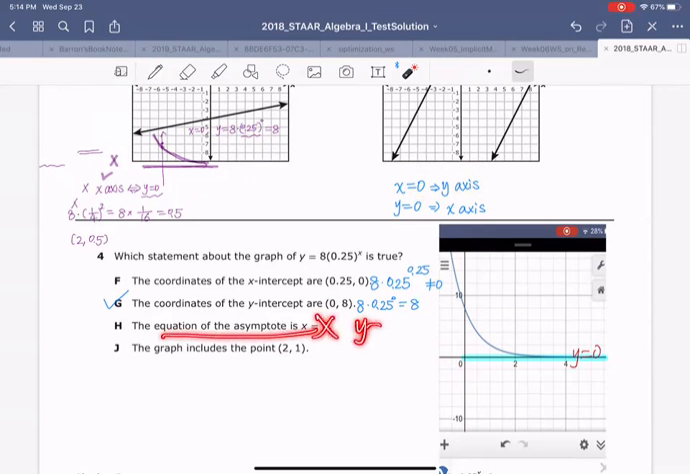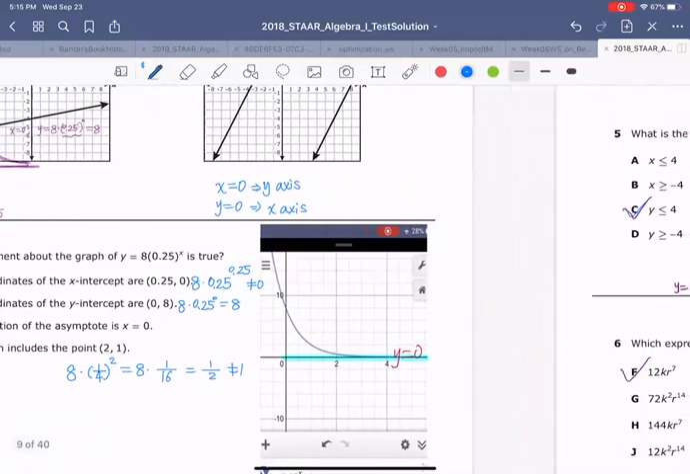If they put y equals 0, then that's correct. Does this graph include the point 2, 1? Not really. 0.25 is 1 over 4, to the power of 2. This is 8 times 1 over 16, which is 1 over 2. It does not equal 1. Does that make sense? Yes.